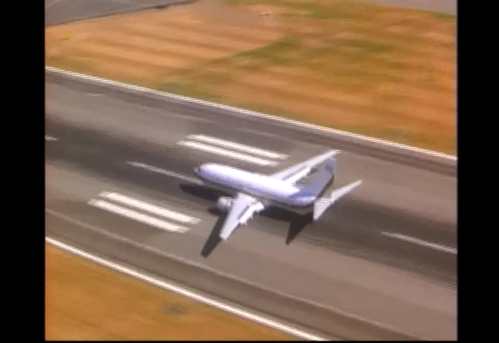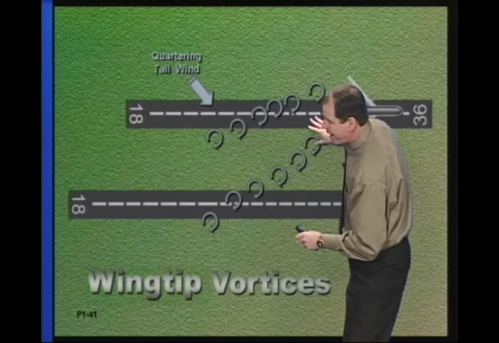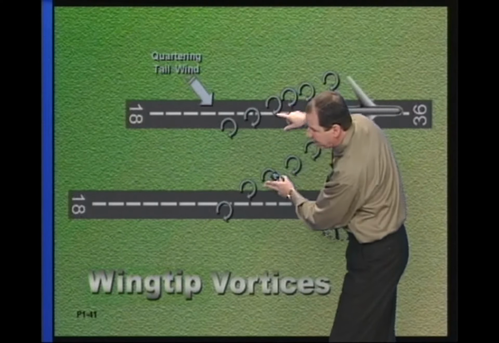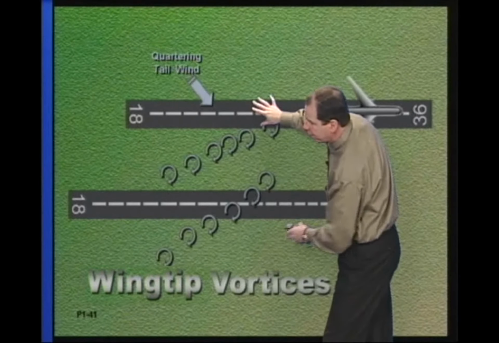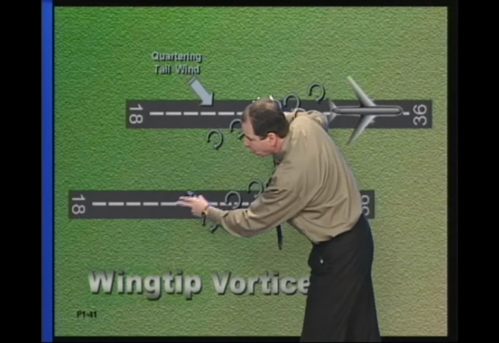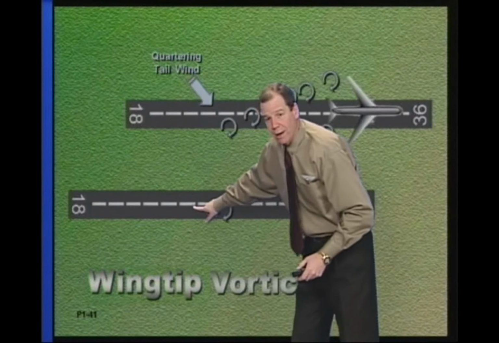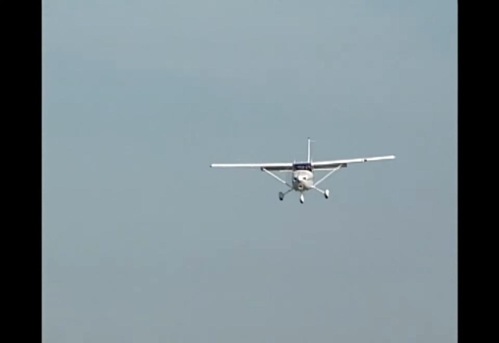Vortices are most noticeable when the aircraft is low and slow, like in a landing configuration. With this quartering tailwind, look what happens. These wingtip vortices travel from 1/8 left, right across onto 1/8 right. And if you are landing on this runway in a small airplane, this can be a potentially hazardous condition.